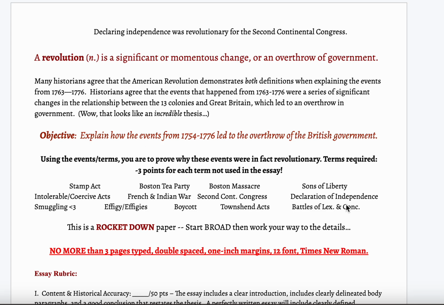Hey, goofballs. You're writing an essay. Just get over it. It's happening. You're writing an essay about the American Revolution, and I'm going to walk you through how this essay is supposed to be done. So do it right.